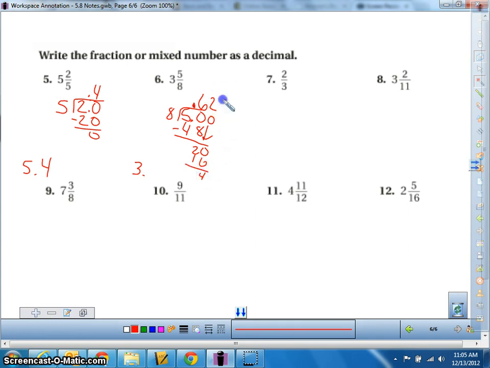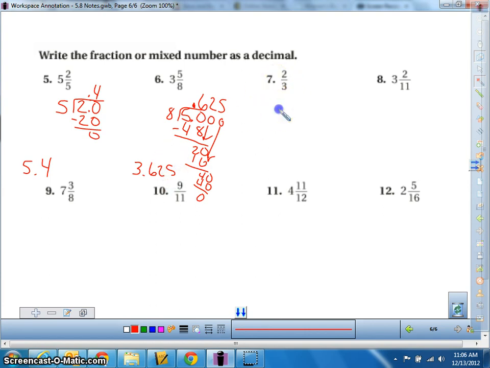I can bring down this 0. I got ahead of myself, sorry. 8 can go into 40 5 times. 40 minus 40 is 0. So 0.625, 3.625.